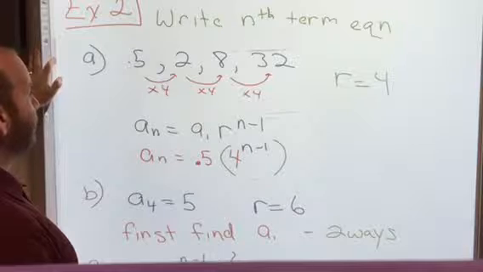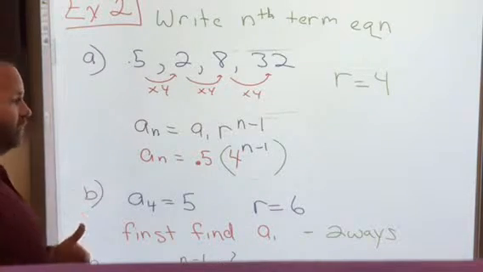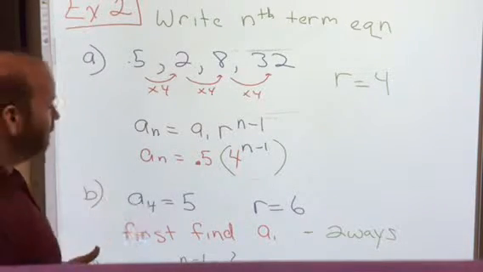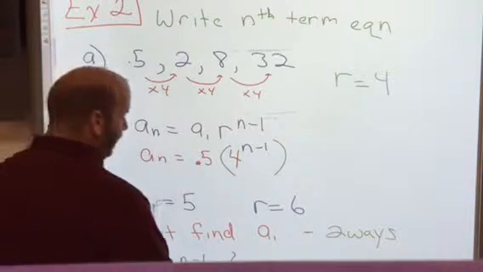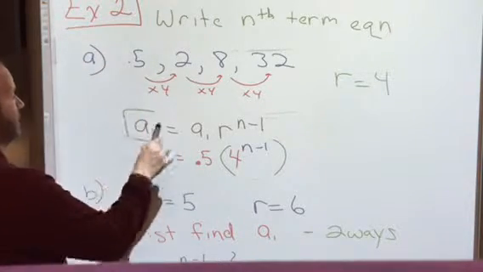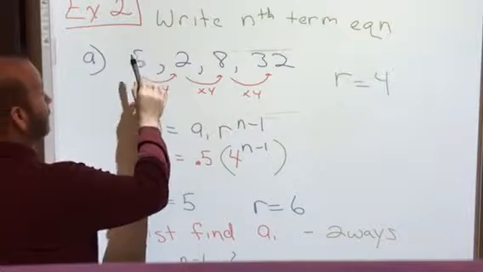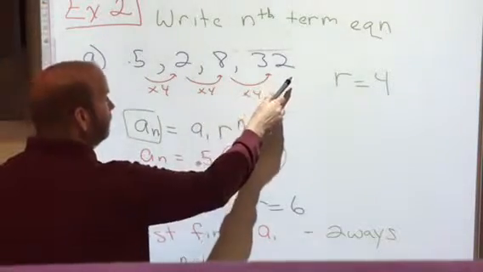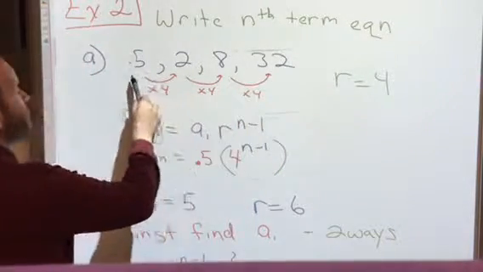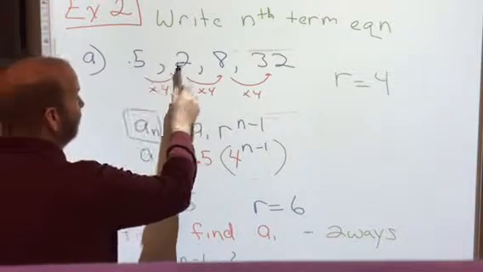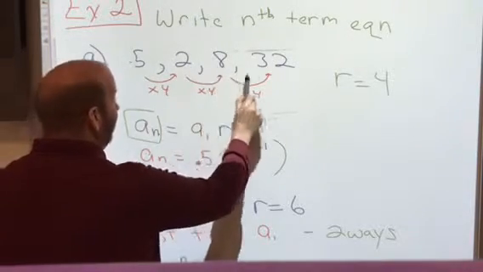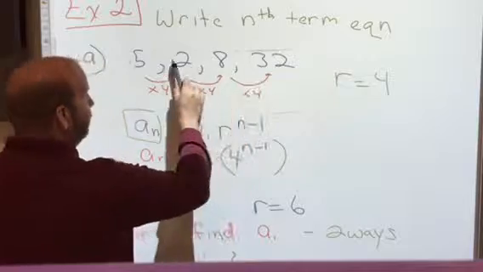Example 2, write the nth term equation. So you're coming up with just the equation for the nth term. So we don't know what a sub n is, but we know that the sequence is 0.5, 2, 8, and 32. So how do you get from 0.5 to 2? How do you get from 2 to 8? How do you get from 8 to 32?